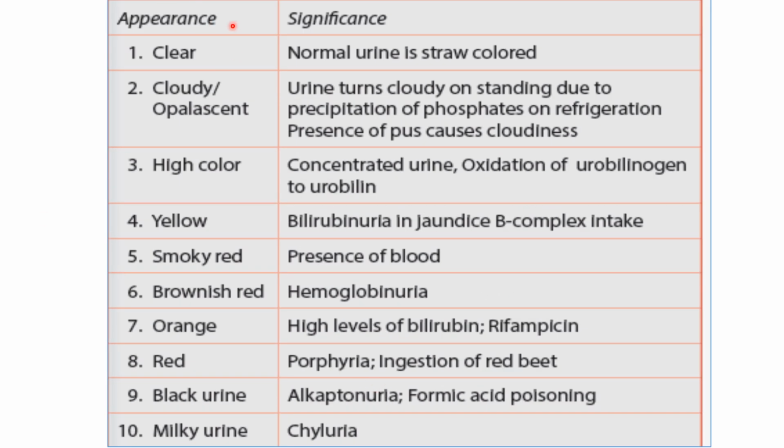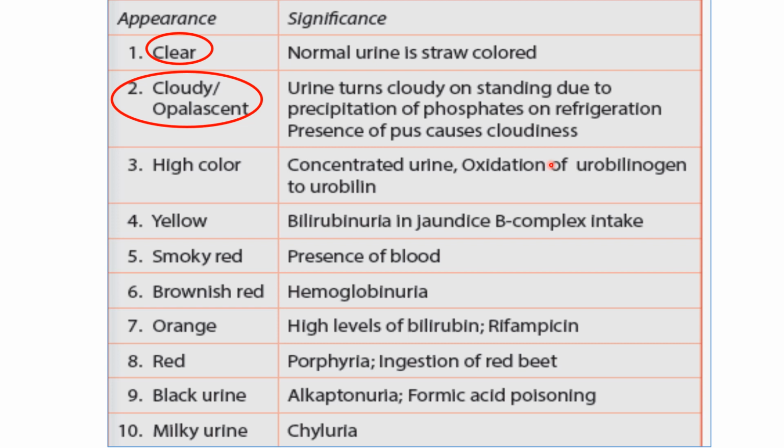Now let us look at the appearance and its significance. When urine is clear, it is considered normal urine, and a normal urine is straw colored. Cloudy opalescent urine is generally due to precipitation of phosphates on refrigeration. Sometimes there is presence of pus. This may also cause cloudiness.